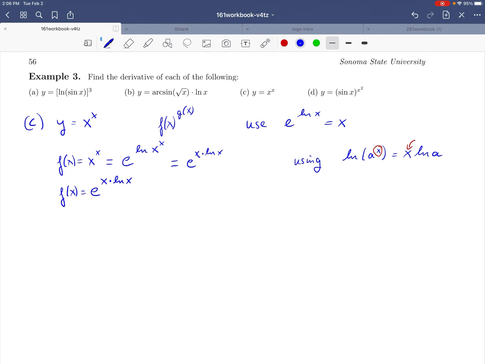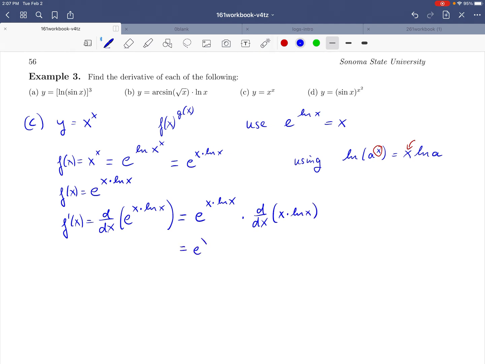So let's do this. f prime of x is the derivative with respect to x of e to the x times ln of x. The first step is to recognize that we have e to some power, and the power is not just a variable, but there's something going on, so we're using the chain rule. In the chain rule, we have the derivative of the outside, which is e to the inside, and then we need to multiply by the derivative of the inside.